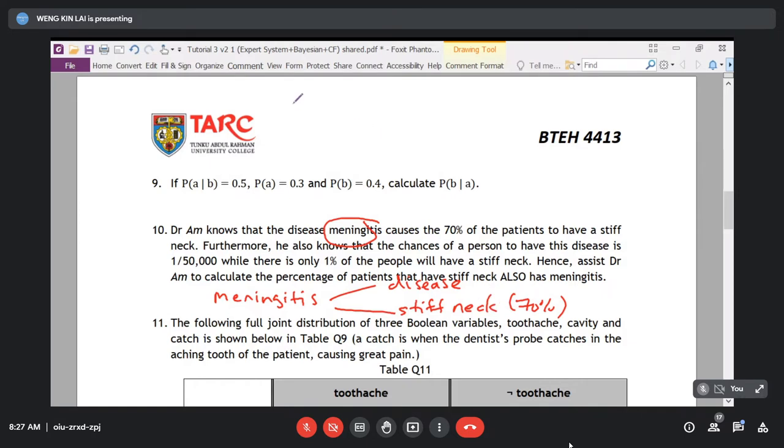Now, the chances of a person, so the probability of a person having meningitis, let's represent meningitis with the letter M, equals 1 over 50,000. What it means is that if you have a sample of 50,000 people, there's only one of them who has the disease. So it's actually a small number. This is 0.2, isn't it? I know it's a large number. 0.002, right?